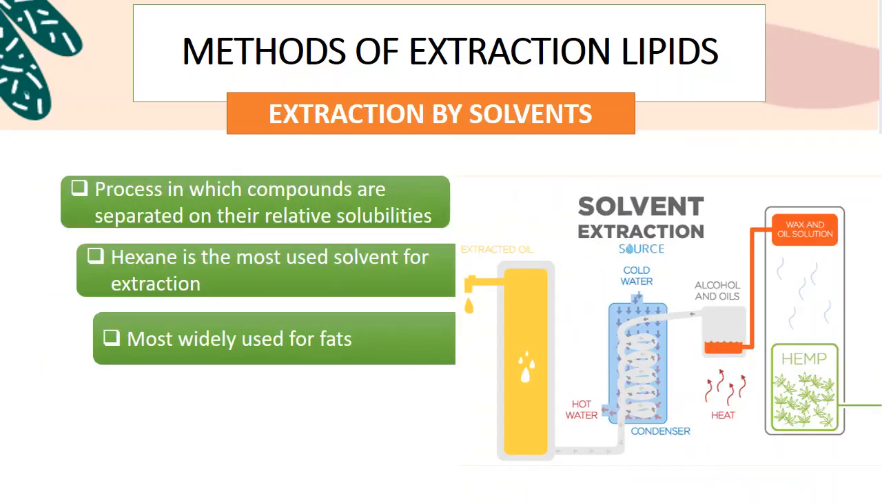And last, we have your extraction by solvents wherein the process in which compounds are separated on their relative solubilities. So basically, we make use of hexane, which is the most used solvent for extraction of your lipids through extraction by solvent simply because it has a convenient boiling point. And take note that for extraction by solvent, this is being used for extraction of your fats.